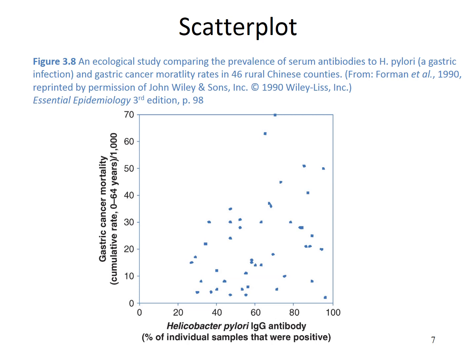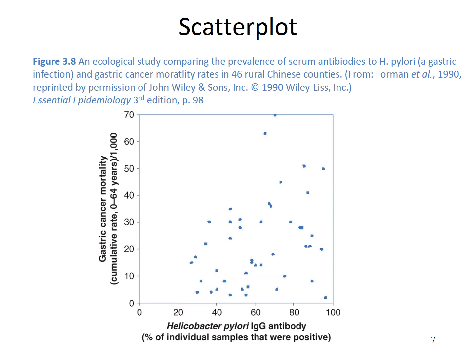Another type of graph is a scatterplot. Each dot represents one data point. In this case, the gastric cancer mortality on the y-axis and the percentage of samples that were positive on the x-axis. Each dot is one of 46 rural Chinese counties. Sometimes a line of best fit is created using linear regression and displayed on the scatterplot too.